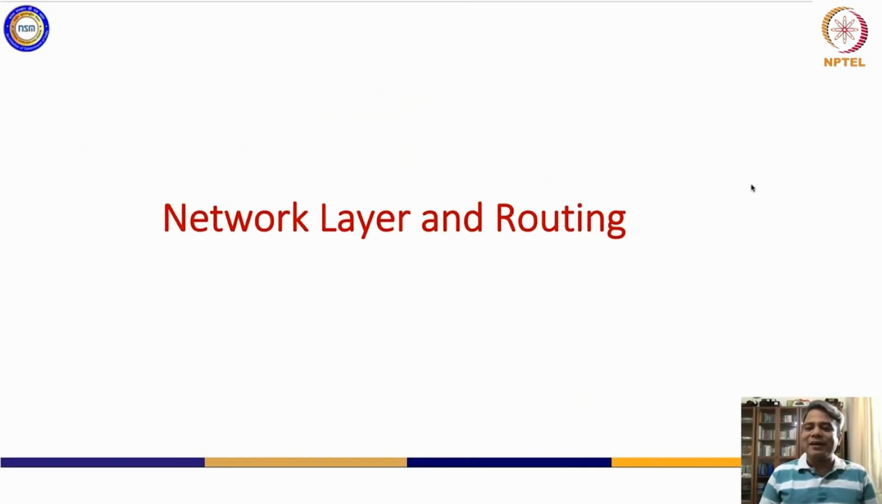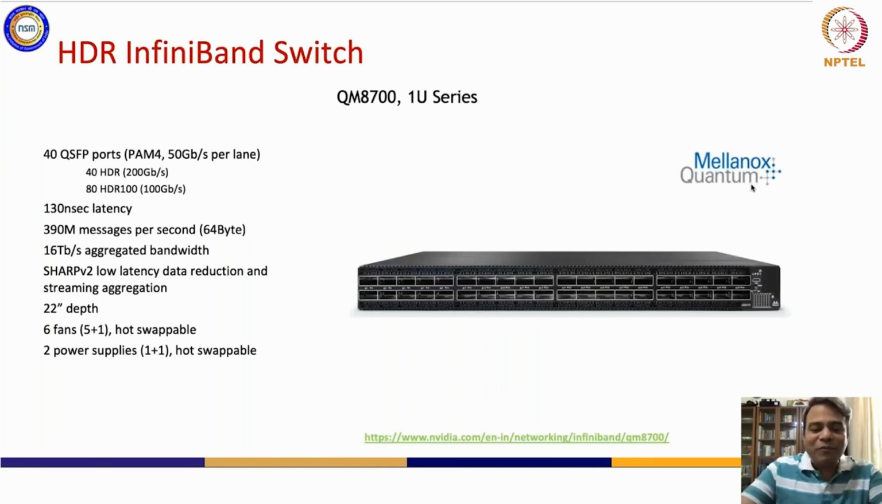Let's say we have created good enough physical media and we are able to send data from one point to the other. But when you are trying to create a cluster, it is not point to point, as I mentioned previously, right? So you need to connect it to some element. So on top of the physical layer, now comes the network layer and routing. Okay? So before we get into the network layer, we need to look at a switching element.